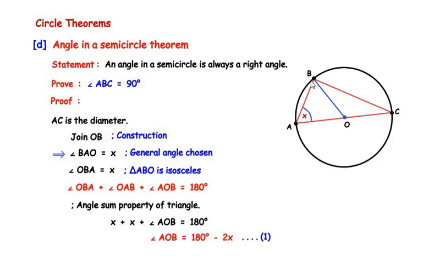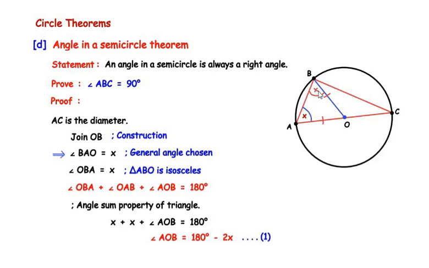Now we can see that this forms a small triangle AOB and this is an isosceles triangle, because the side OA of this triangle will be equal to the side OB, because both are radius of the same circle. So this becomes an isosceles triangle. So in this triangle, if angle A is X, then angle B also becomes X.